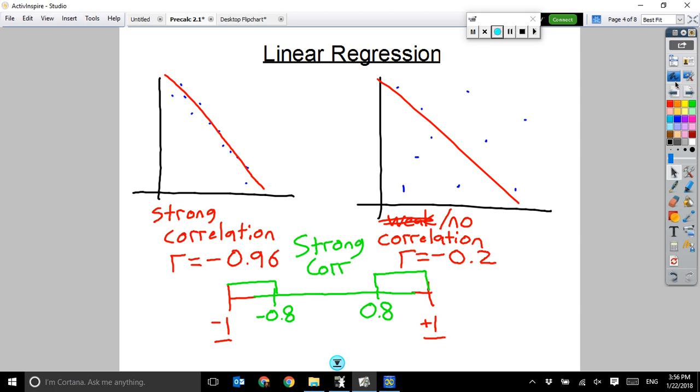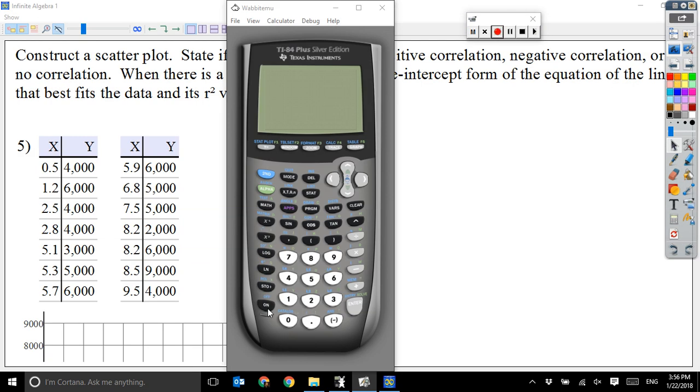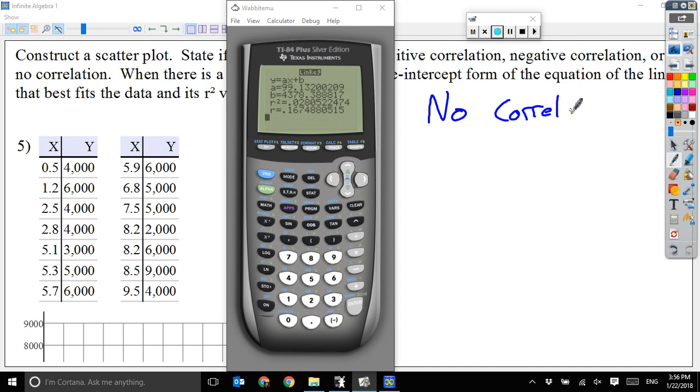So going back to the problem we did, I see that my R is 0.167. Well, 0.167, if you made a 16.7 on a test, you knew basically nothing that was on that test. So we would call this problem no correlation, because my R was 0.167. Okay, no correlation.